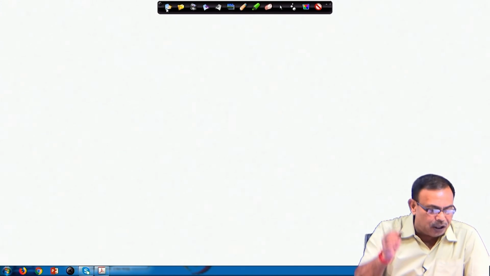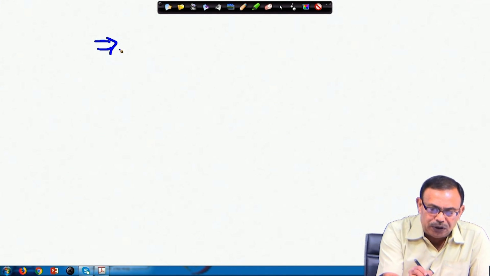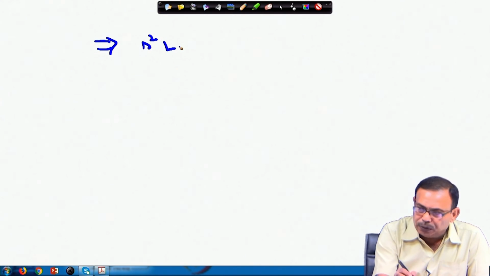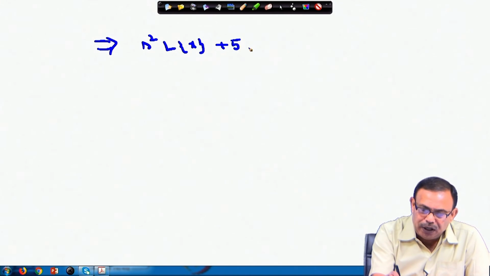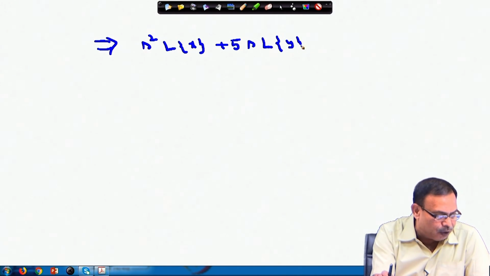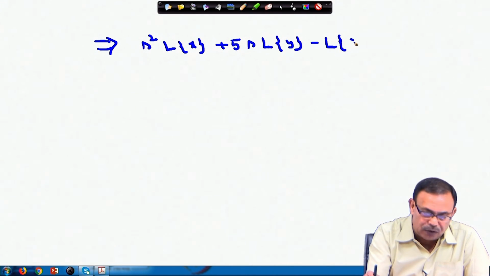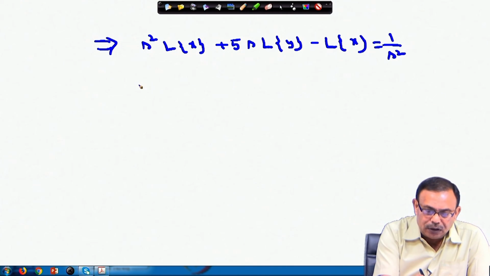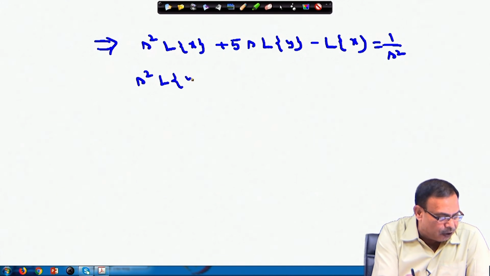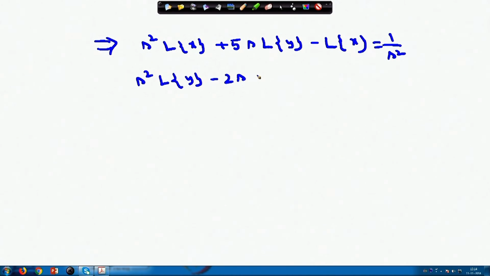Substituting these two, again I will obtain from here these two equations: s square into Laplace transform of x plus 5 s into Laplace transform of y minus Laplace transform of x equals 1 by s square, and s square Laplace transform of y minus twice s Laplace transform of x minus 4 into Laplace transform of y equals minus 2 by s square.